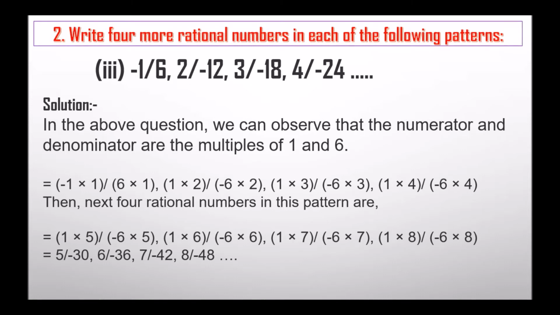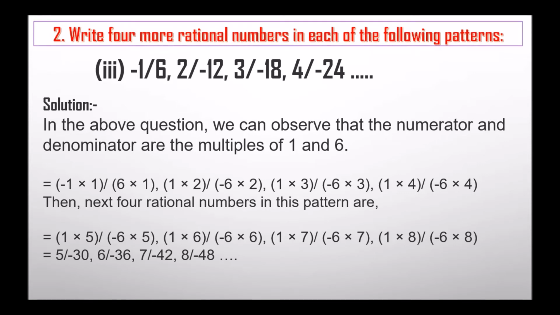Next, -1 upon 6, 2 upon -12, 3 upon -18, 4 upon -24. The numerators and denominators are the multiples of 1 and 6. So it is -1 into 1 upon 6 into 1, 1 into 2 upon -6 into 2, 1 into 3 upon -6 into 3, 1 into 4 upon -6 into 4.